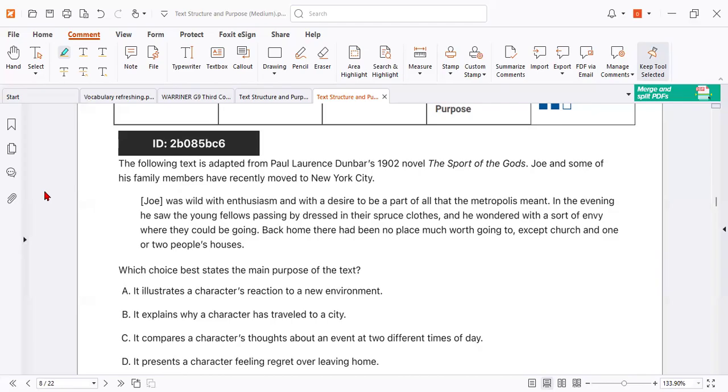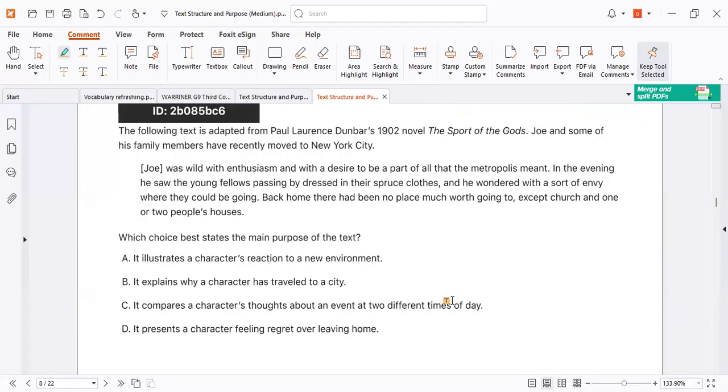The answer is B. Letter B, I don't think so. Why? Is all the text about why travel? No. That is the main purpose. It means a lot of information about what? Here illustrates. Illustrates means explaining by evidence. A character's reaction. Reaction means his opinions, his behavior. How does he do? You found it?